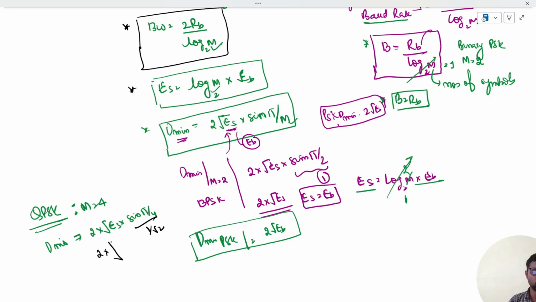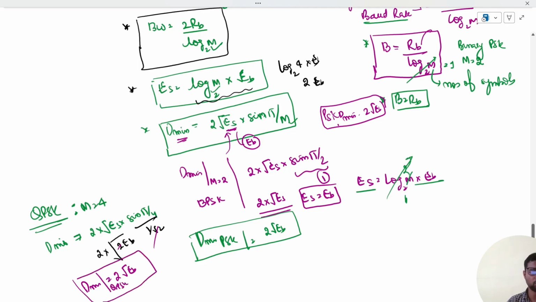This is 2, and root over ES is what? ES is nothing but log base 2 of M into EB. For M equal to 4, log base 2 of 4 into EB, so this is 2 EB. So here we will have root 2 EB. This root 2, this 1 upon root 2, will cancel out. So we are left with 2 root over EB. This is the D minimum of QPSK, quadrature phase shift keying: 2 root over EB.